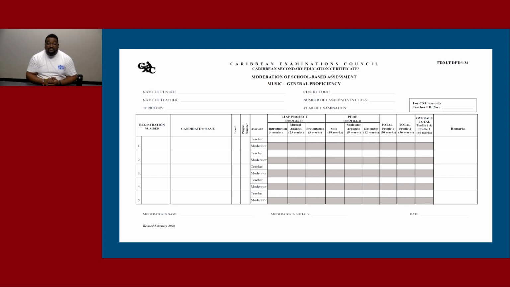Your teacher would have given all of these grades, so you'll see your 2 things, your LIP project and your performance profiles. So yes, the introduction is 4, the analysis is 23, the presentation is 3, which gives you a total of 30. Then the performance side, you have the solo, which is 19, the scale and arpeggio, which is 5, and the ensemble, which is 12.